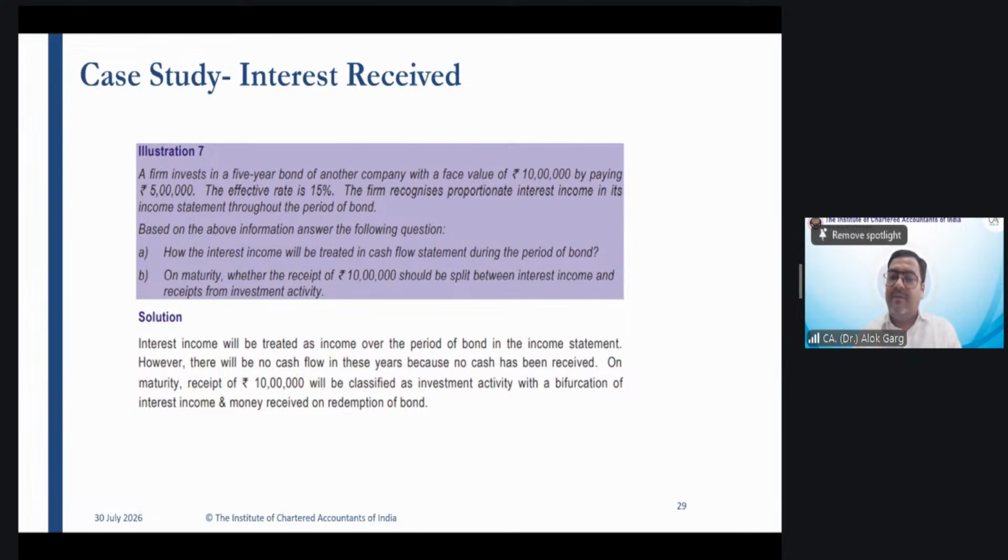Right? Clear? Yes. So is it an investing activity? Have you given something to someone else? No, right? So basically, where will it come? It is not an investing activity, not a financing activity. What is the residual category? The residual category is operating activity. Operating activity. Right?